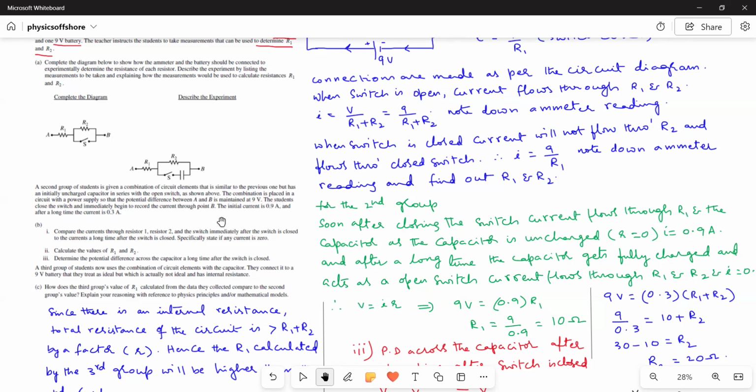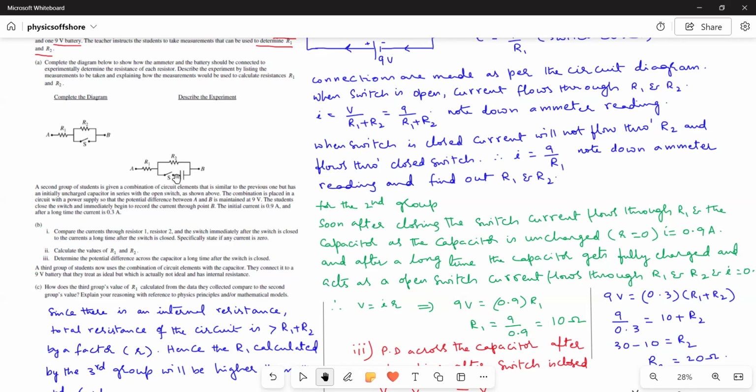That means we have to equate V is equal to IR. The voltage is equal to 9 volts, and the current is 0.9 amperes, and then we have only one resistor. Therefore R1 is equal to 10 ohms. From this, we can calculate R1.